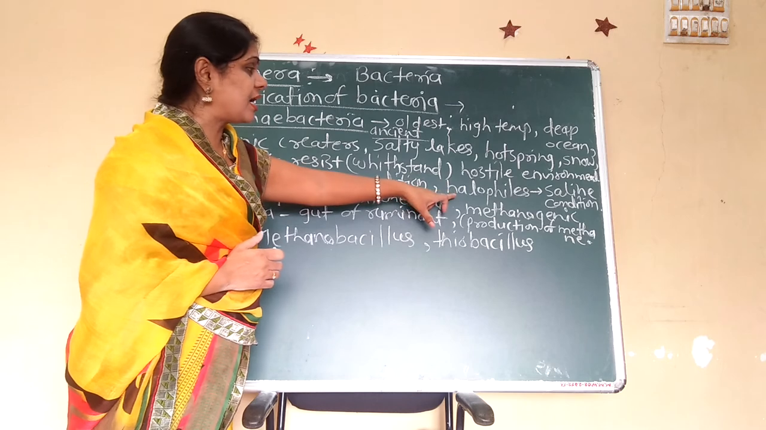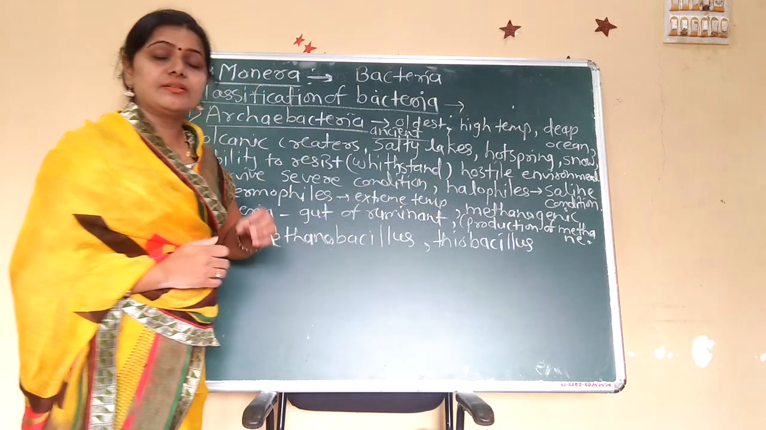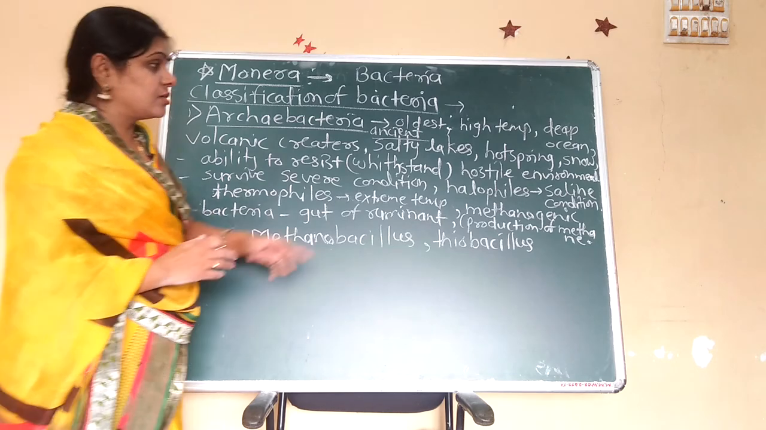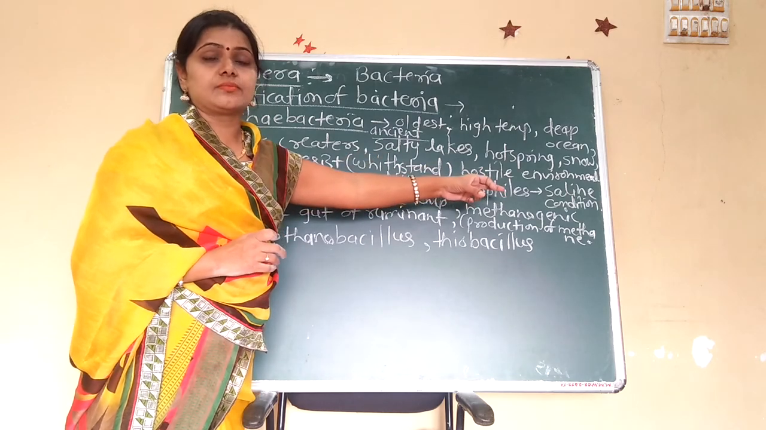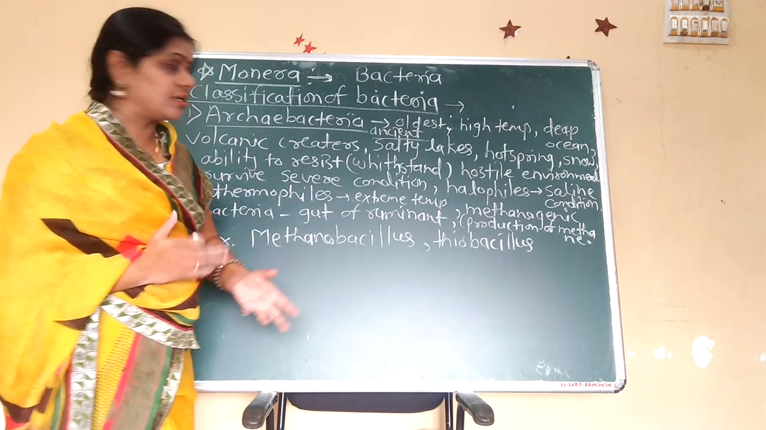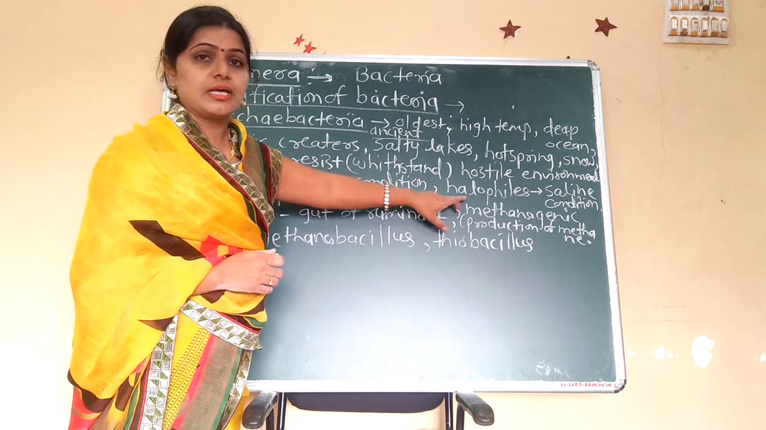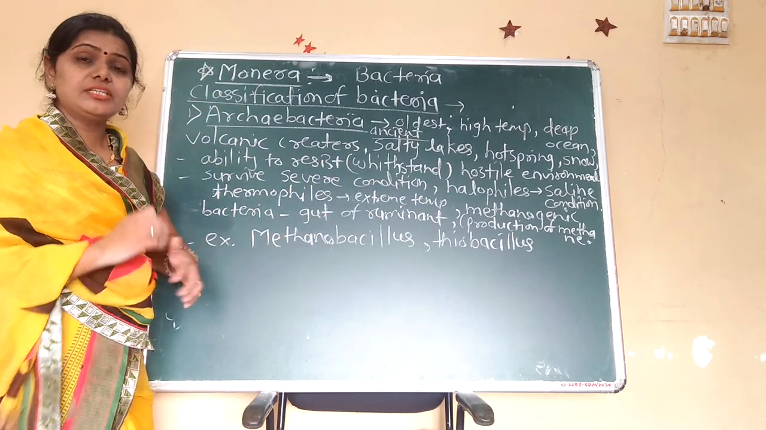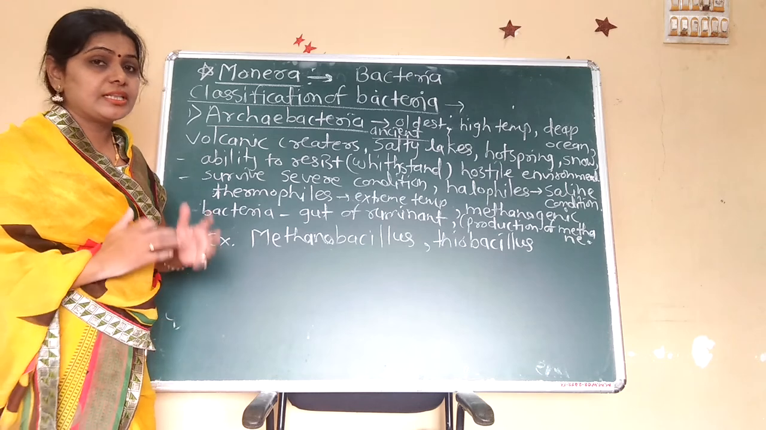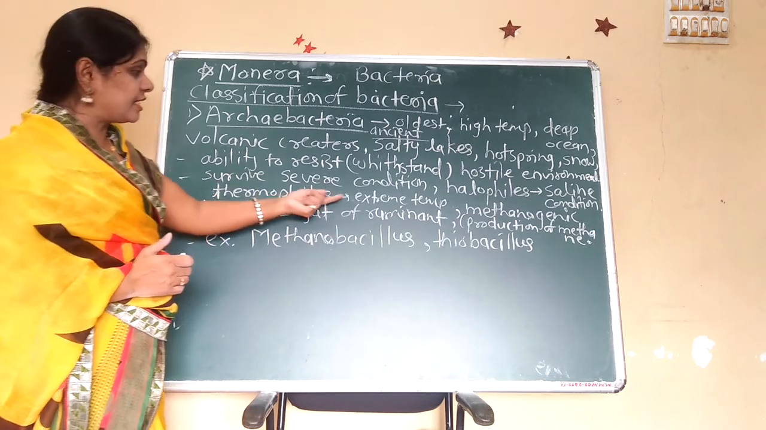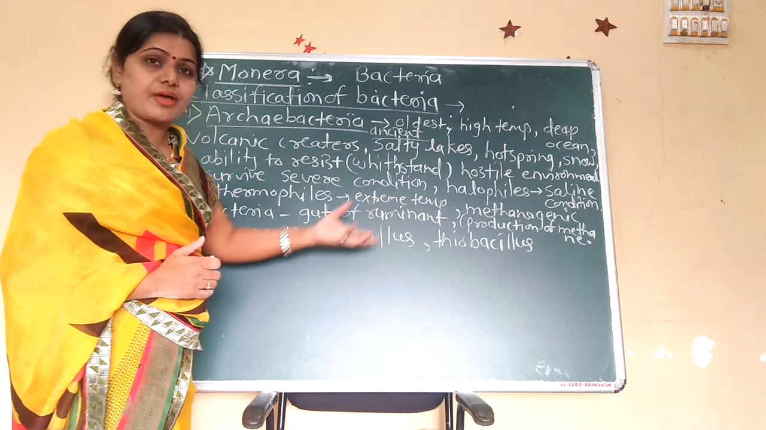Some are halophiles: bacteria that resist saline conditions, or salty water, are called halophiles. And those bacteria which survive in extreme temperature are called thermophiles. They survive in extreme temperature.